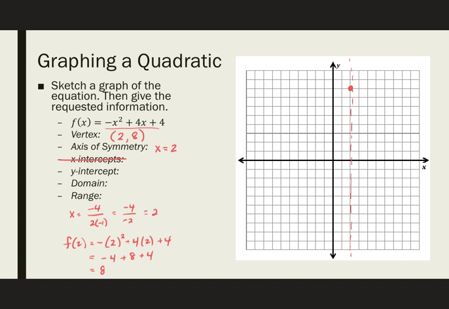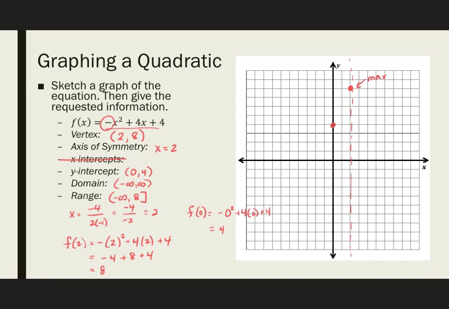My y-intercept happens when I plug in x = 0. So f(0) is going to be -(0)^2 + 4 times 0 + 4, which is 4. So my y-intercept is at (0, 4). So I'm going to go (0, 4). My domain is all real numbers. The range, this is upside down, this is negative, so this is going to be a maximum. And so my range is going to go from negative infinity to positive 8.